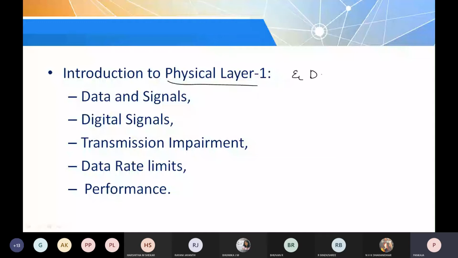Layer and also data link layer. Okay. So we are not going to discuss in detail about the network layer, transport layer, and also application layer. Those are all covered in the next semester. So we'll be focusing on the physical layer, more about the signals, and the data link layer. Okay.